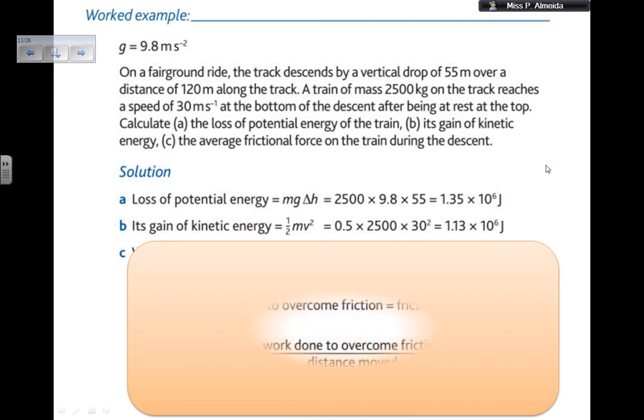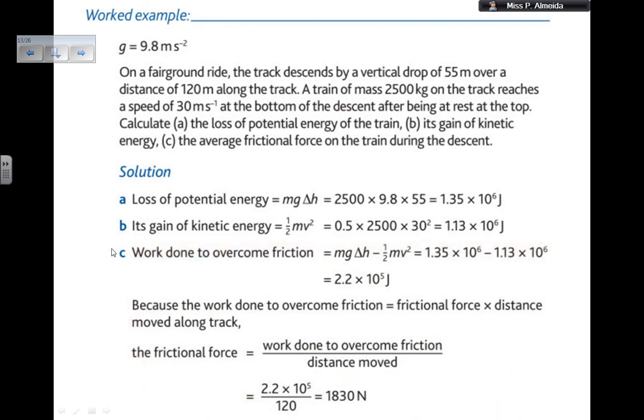So how do I calculate it? Well, I know that work equals force times distance. And my work to overcome the friction, so my energy that is lost, is the difference between the potential and the kinetic energy. So I do potential energy minus kinetic energy, and this gives me 2.2 times 10 to the power of 5 joules. So that is the difference in the two energies. That's my work done because of friction, okay?